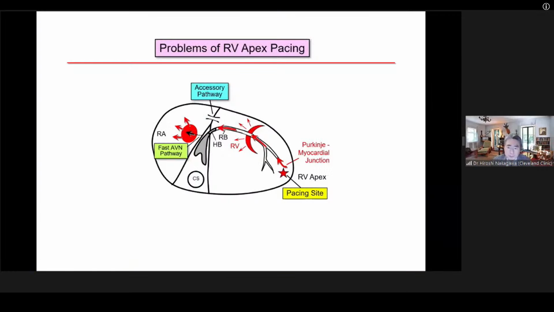Here's my disclosure. Let's start with the problem, the RV apex pacing. I know everyone wants to put the RV pacing catheter at the apex because of stability. But for the SVT patient, when doing RV apex pacing, because the Purkinje myocardial junction is located at the apex, the impulse rapidly goes to the Purkinje system and goes to the AV node retrograde. Even if you have an accessory pathway located in the septal region, you have no idea it exists.